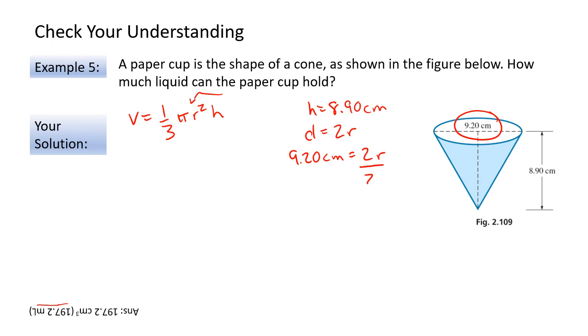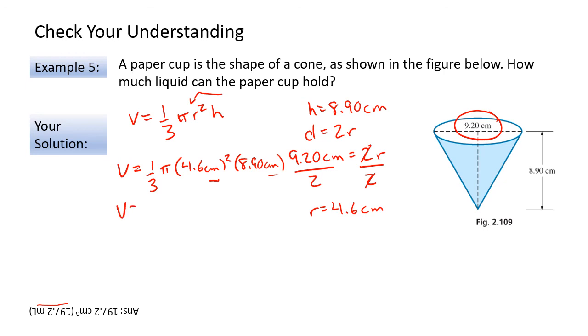To solve for the radius, we divide both sides by 2. The 2's on the right side cancel, and our radius is 4.6 centimeters. Now with the radius and the height, we can simply substitute those values in. Our volume is equal to 1/3 times pi times our radius, 4.6 centimeters, squared, times our height, 8.90 centimeters. Both are in centimeters, so it's okay. When you're doing these volume calculations, you have to have the same units, all in centimeters or all in meters, or whatever unit you're in, or you won't have a volume calculation that's cubic, or to the exponent 3.